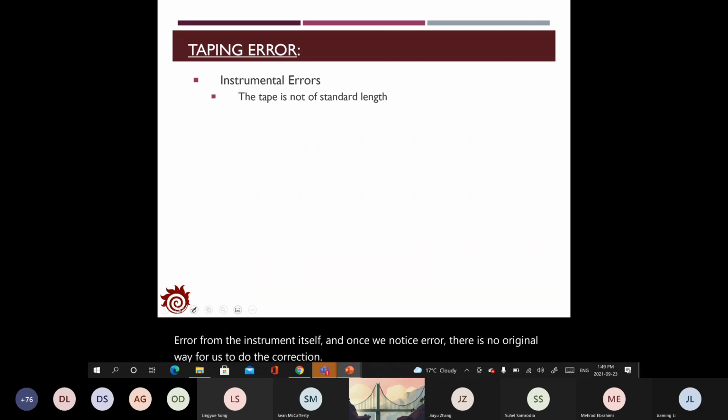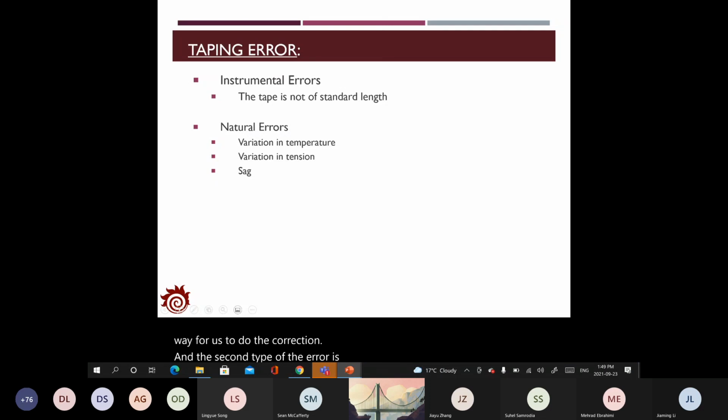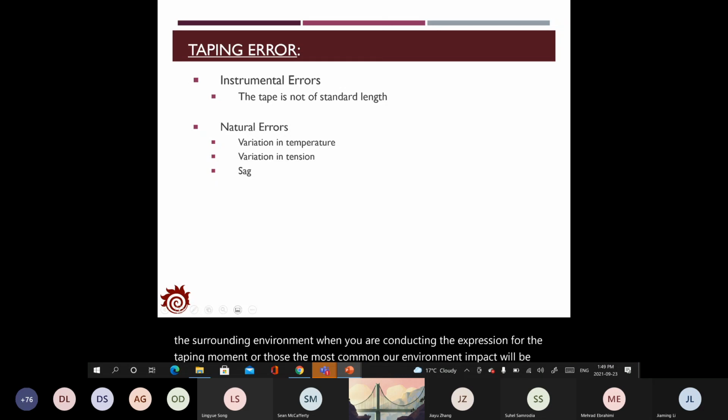And the second type of error is called the nature errors. It is caused by the surrounding environment when you are conducting the taping measurement. The most common environmental impacts will be the temperature, the tension applied to the tape, and also the sag effect. And these are the three major errors we will need to correct for taping.